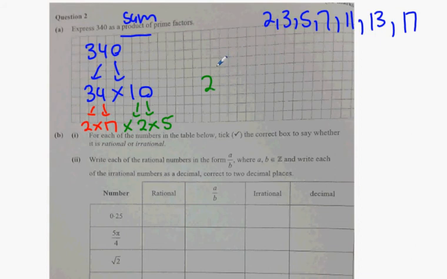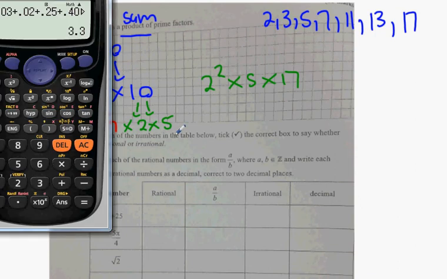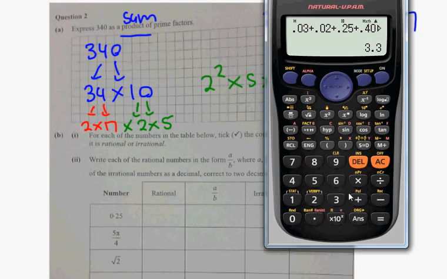So you can write that as 2 squared multiplied by 5 multiplied by 17. Now, there's also a button that does that for you. If you don't remember that, you can always do this: 340. You might not remember it on the day, so it's important you have both ways. Shift, see the factorize button? 2 squared times 5 times 17.